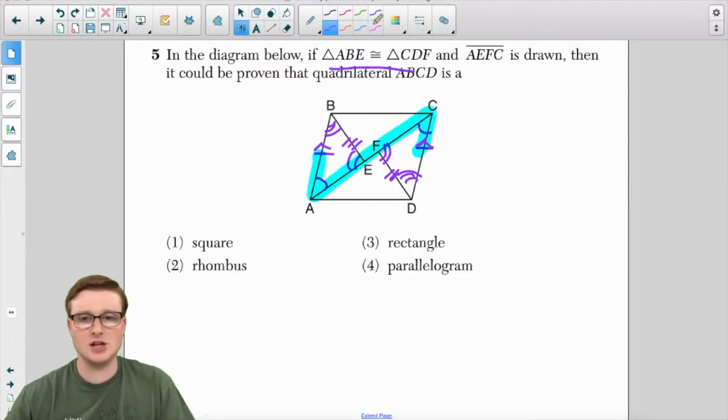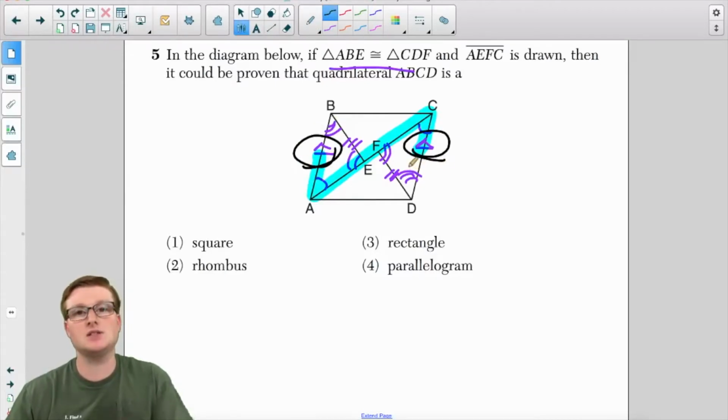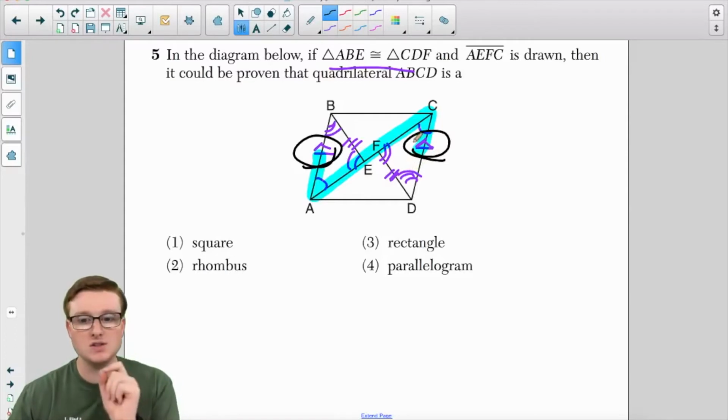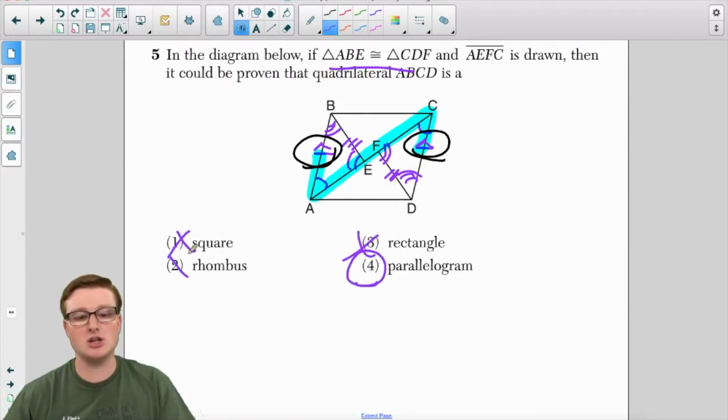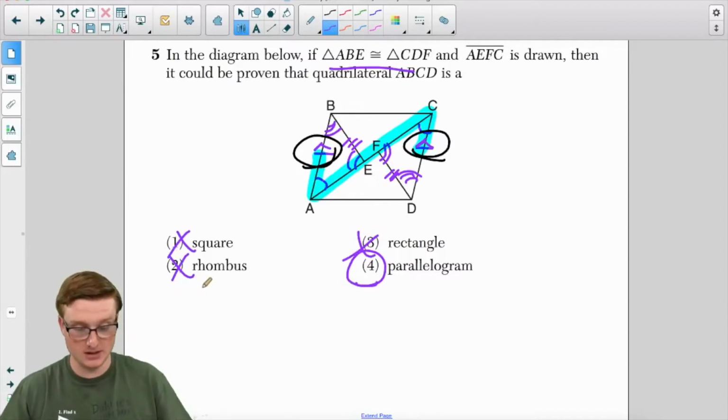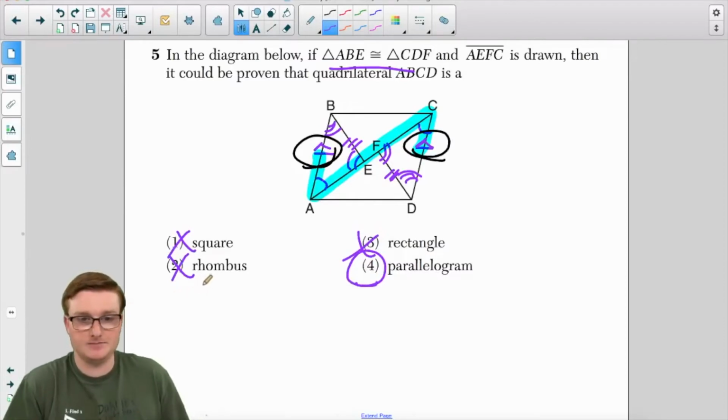And look at this, ladies and gentlemen. If you have one pair of congruent and parallel sides, then this quadrilateral must be a parallelogram. We don't have enough information to prove this to be a square, a rhombus, or a rectangle.